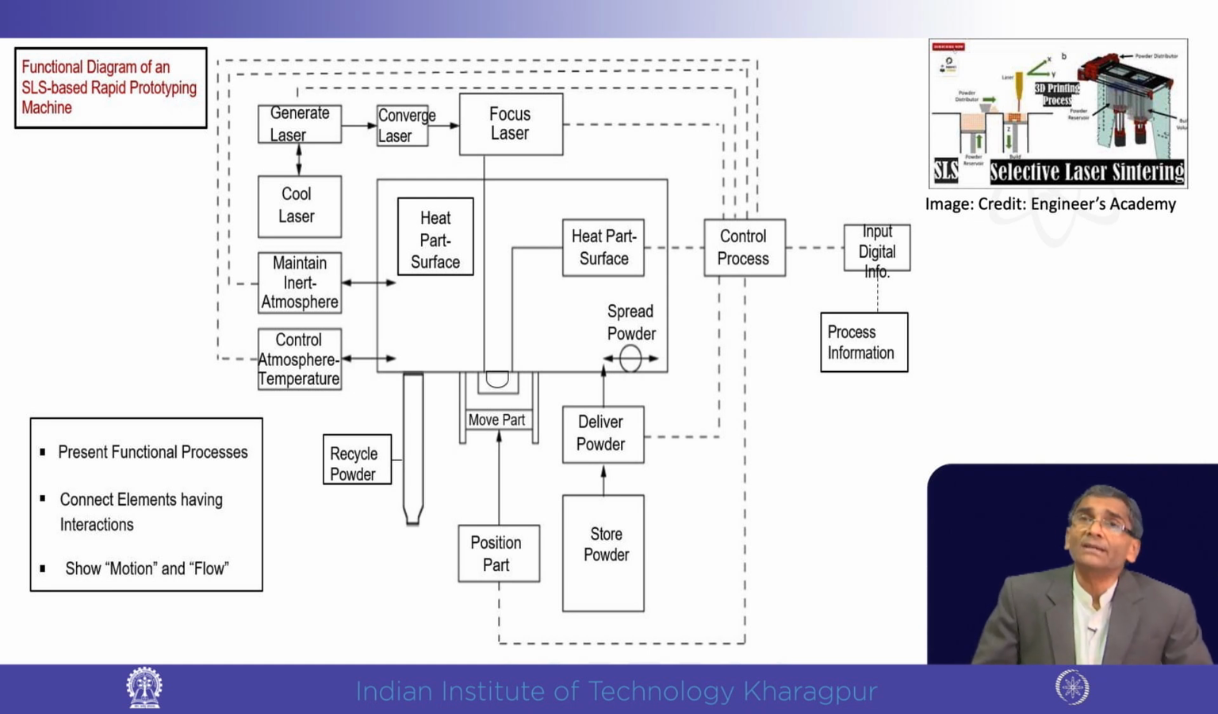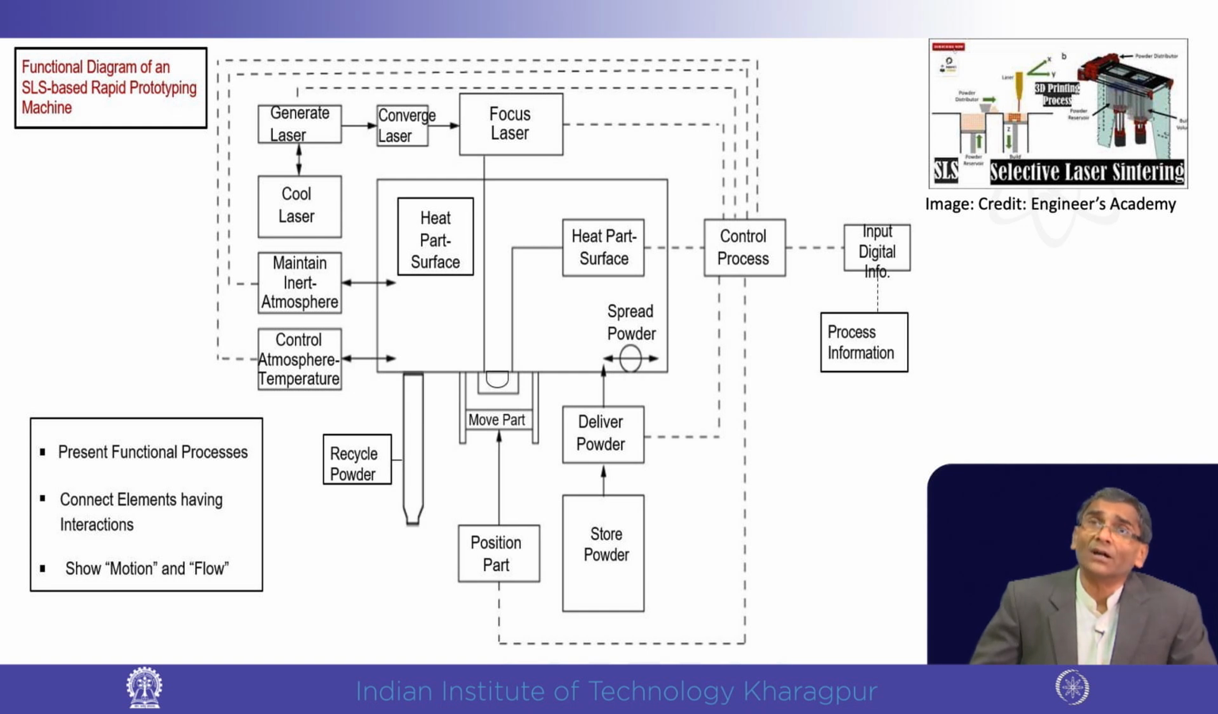So, here you might have noticed by now, as we discussed when we discussed functions, we said the functions are referred to in the form of a verb and a noun. So, here you find the words generate laser, converge laser, focus laser. Similarly, when the laser unit is to be cooled, it is written cool laser. Cool is the verb, laser is the noun.